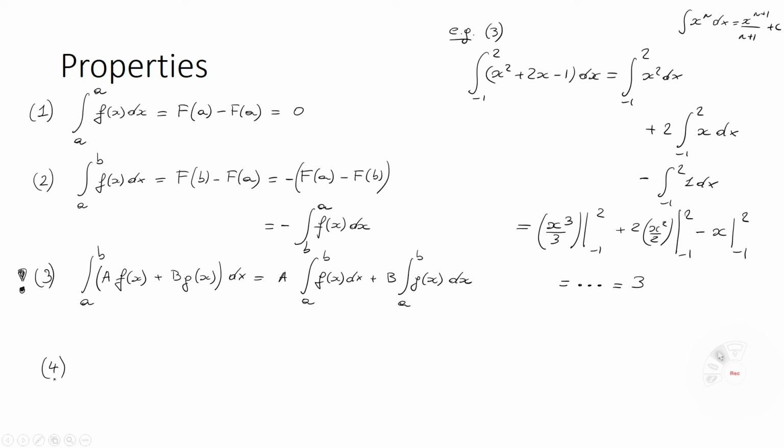And then number 4, if we take the integral from a to b of f of x dx plus the integral from b to c of f of x dx, that is the same as the integral from a to c of f of x dx. Here you have to be careful. You have to have the same integrand in order to conclude that the two integrals can be summed together. And also the upper bound of the first has to be equal to the lower bound of the second.